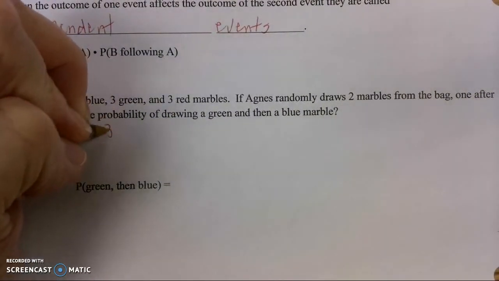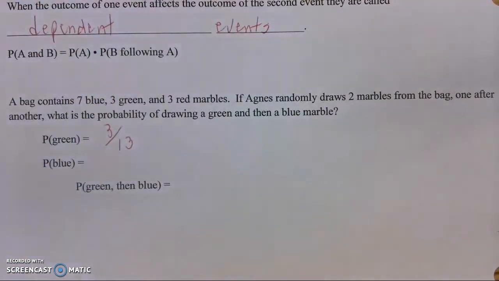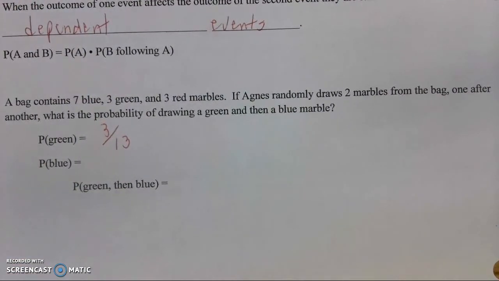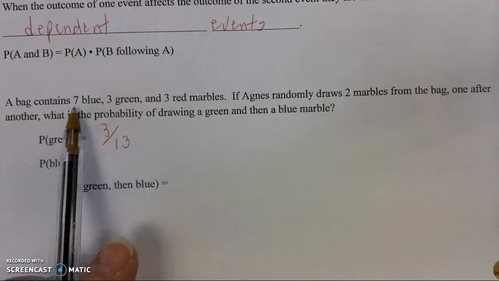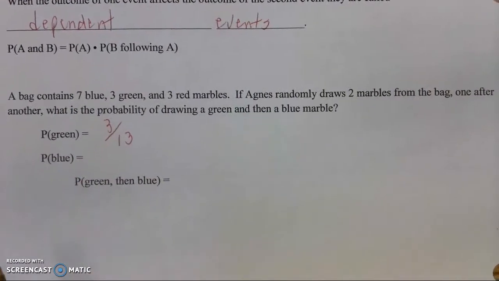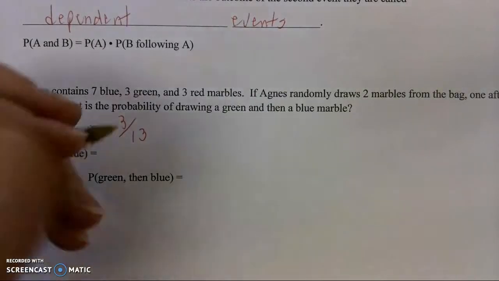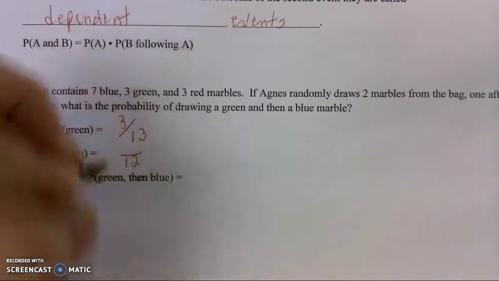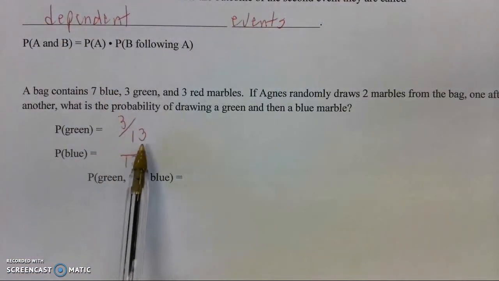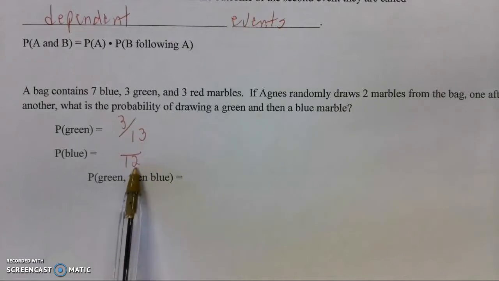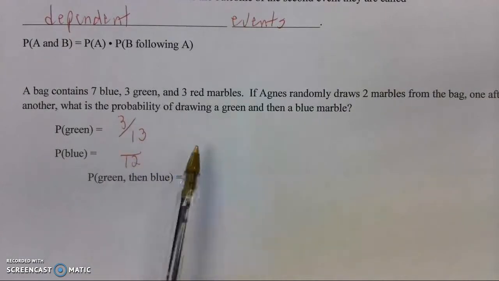And of those 13 marbles, 3 of them are green. Probability of getting a green marble, that's going to be 3 out of 13. Then I want to see the probability of my next one being a blue. Now, remember, I didn't replace that marble. So now, instead of 13 marbles in my bag, I only have 12. So notice that my outcomes are different. This depends on what happens in that first draw.